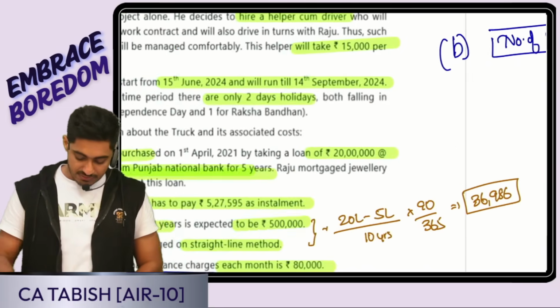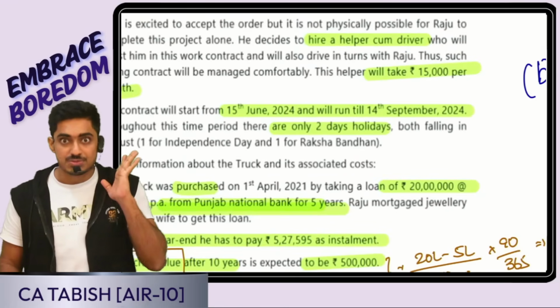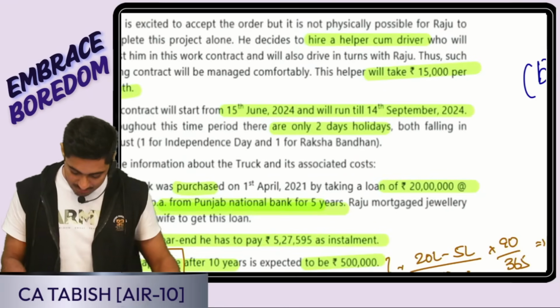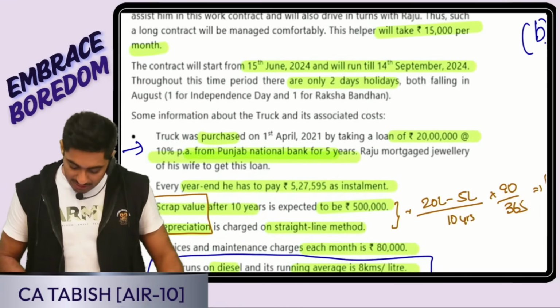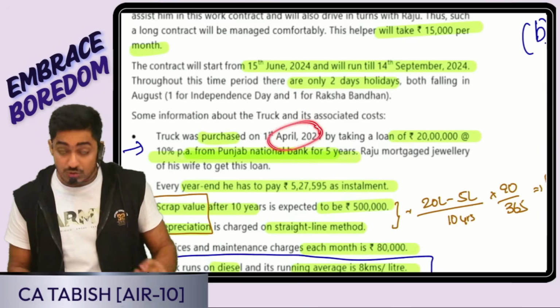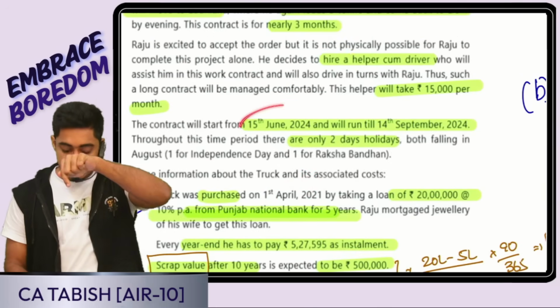Is this clear, everyone? Sir, why is it important? Sir, everything is important here. See how crazy the question becomes. Now, the truck was purchased on 1st April 2021. Now where I am standing, it is 2024.